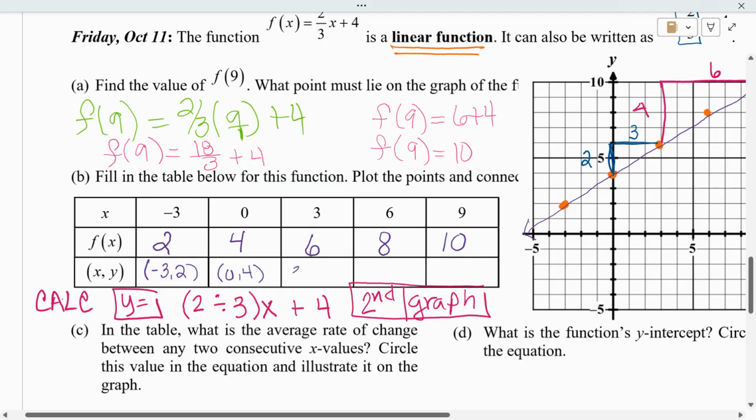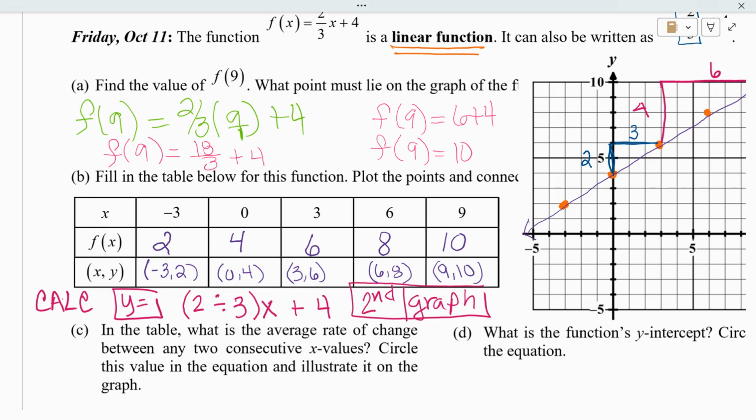There's something special about that ordered pair. I'm waiting for someone to tell me what's special about that ordered pair. What did you just whisper, Ken? Did Ken whisper that first? Who whispered that? Ken, look at my face. Did you whisper that? Who whispered it's the y-intercept? Was it you, Aiden?